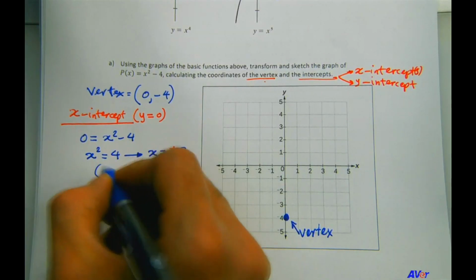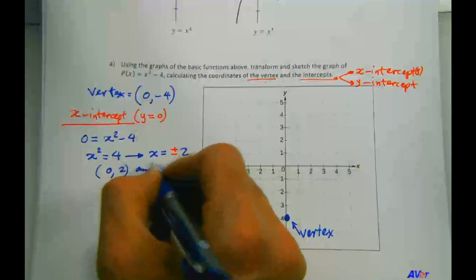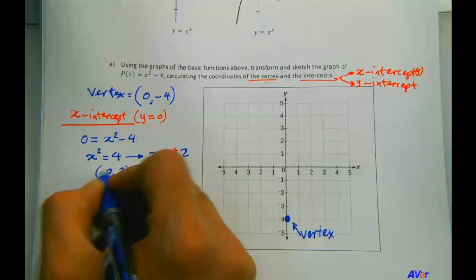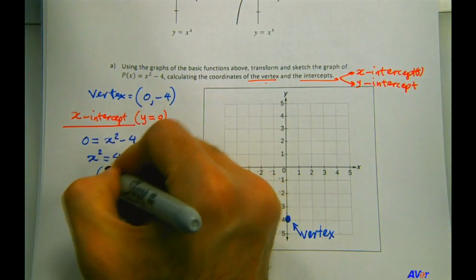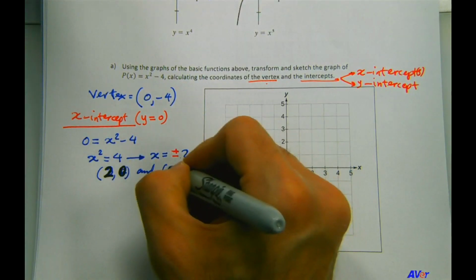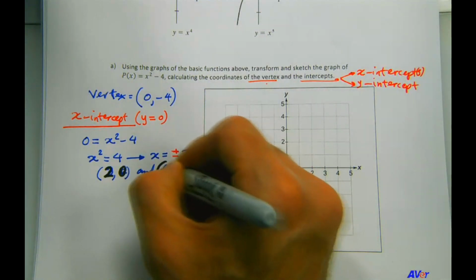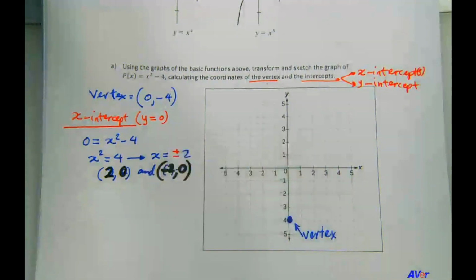And therefore, the x-intercepts are, let me correct this with my thicker marker here, 2, comma, 0, and then minus 2, comma, 0. Okay? So those are the x-intercepts.